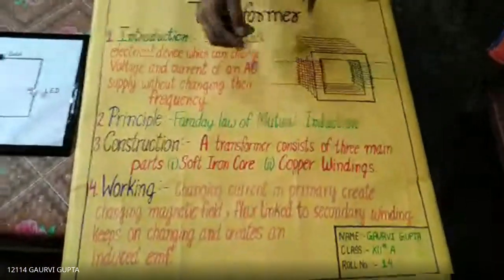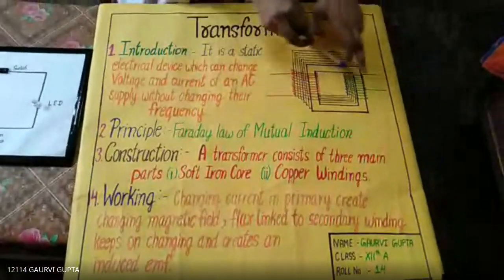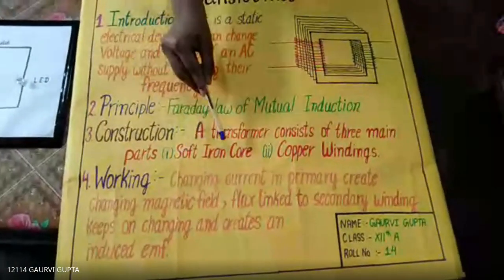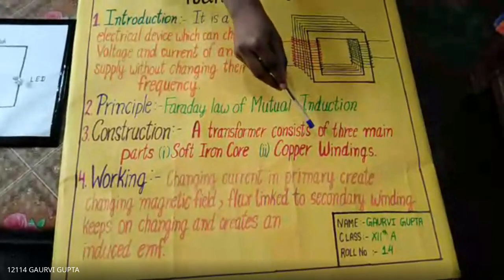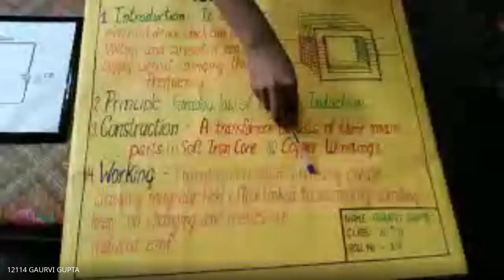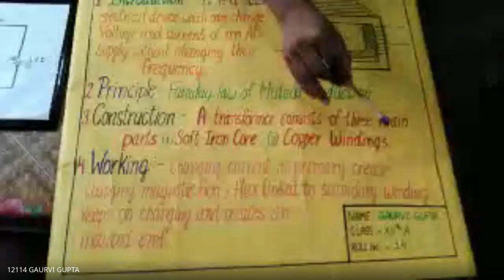That copper winding is also of two types: primary and secondary. The working is that a changing current in the primary creates a changing flux, and the flux linked to the secondary winding keeps on changing and creates an induced EMF.